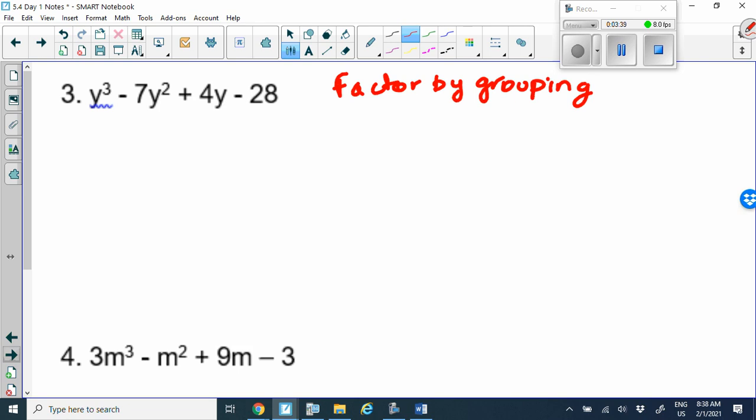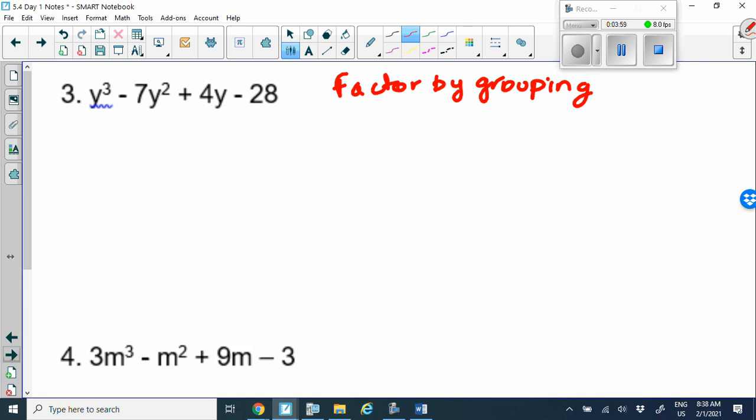Now, you should always ask yourself if the terms have anything in common that we can take out. So we look at y cubed, negative 7y squared, 4y, negative 28. Well, they don't have any numbers in common other than 1, and not all of them have a variable, so we can't take that out. So there's no greatest common factor. So now we resort to the idea of factor by grouping.